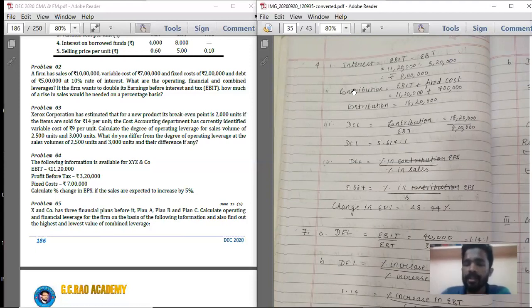Here they have written 8 lakh, but it is 3 lakh 20,000. Don't copy it from notes. Wait for what I'm saying, because there are a few mistakes in what they have written. So wait and don't just copy from the notes. Okay, contribution divided by EBT, that is 18 lakh 20,000 divided by 3 lakh 20,000, is equal to 5.687 is to 1. Degree of combined leverage is equal to 5.687 is to 1.